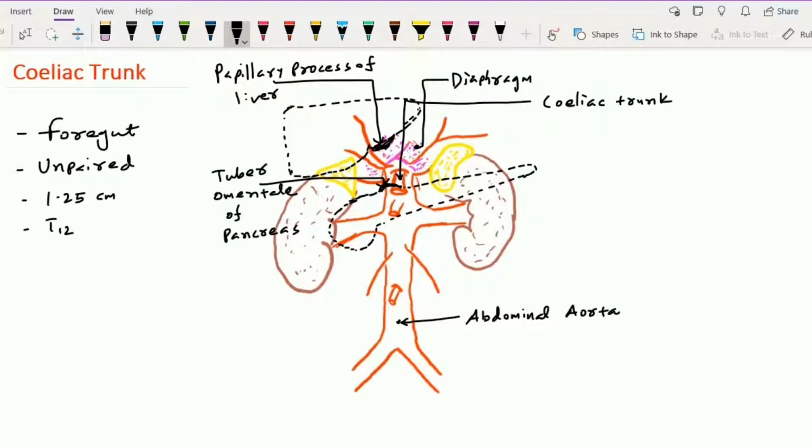As we already discussed, this celiac trunk is a very short and wide artery, and it soon divides into three branches: left gastric artery, common hepatic artery, and splenic artery. So let's see all these branches in a little bit more detail.